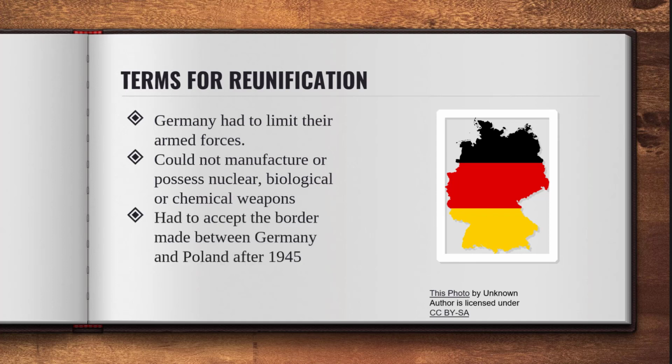And they had to accept the border made between Germany and Poland after 1945 because over the years, Germany kept trying to take over Poland. So they had to respect that boundary. And all the occupying forces, the US, the UK, France, even the Soviet Union, they left those areas. They left Germany in 1994.